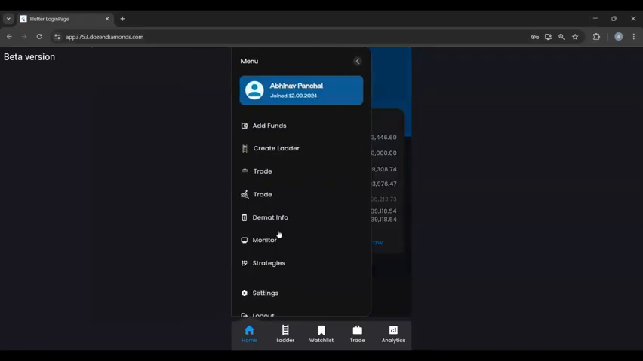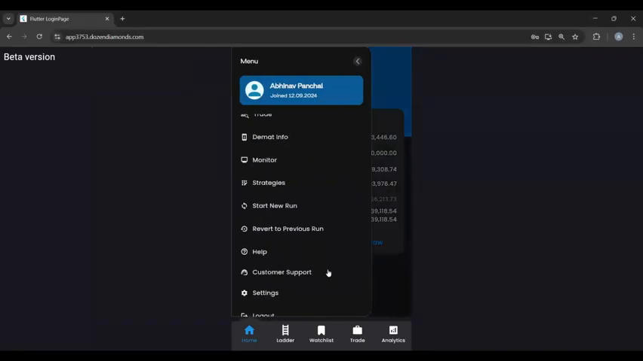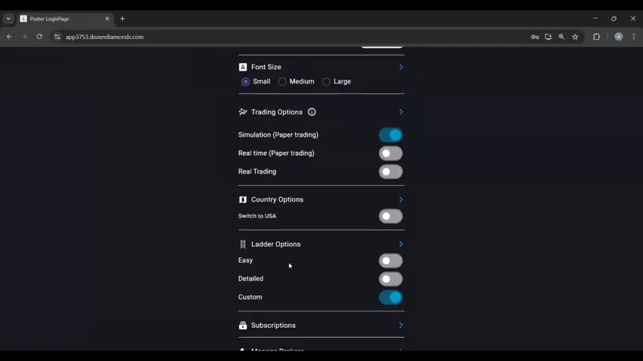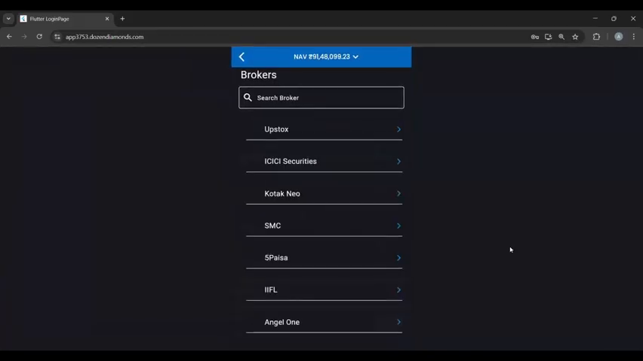Also, let me show you the brokers list. So we are in talks with all these brokers as of now. And sooner or later, we are going to onboard clients via these brokers.